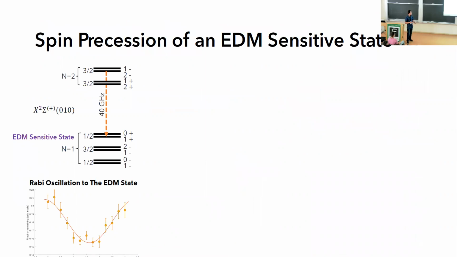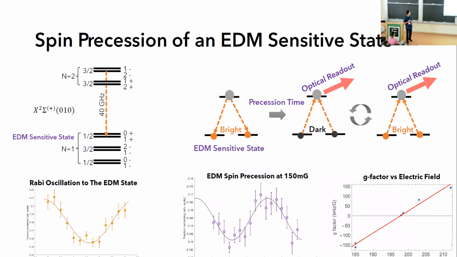So we've been working on doing spin precession on this EDM state. We can transfer the population into this EDM state and then perform a spin precession measurement where we apply some sort of external magnetic field such that we see spin precession between the bright and dark state of the EDM sensitive state. With this, we can then map out, for example, the g-factor of this state versus the electric field and find where the zero crossing is, where we have this zero g-factor effective state, but still have an EDM sensitive state.